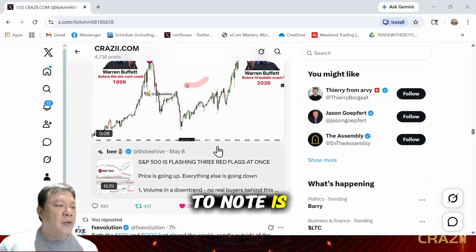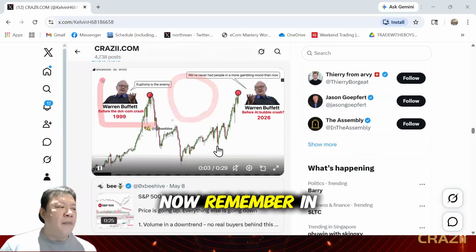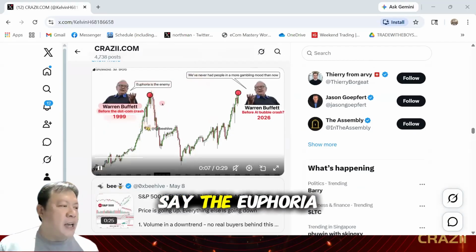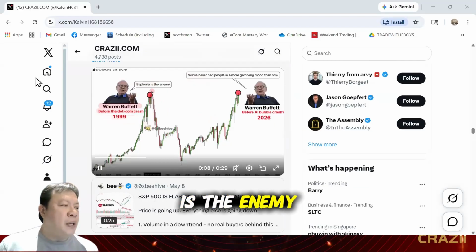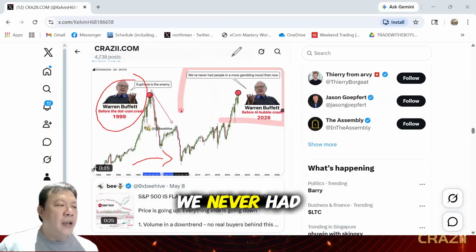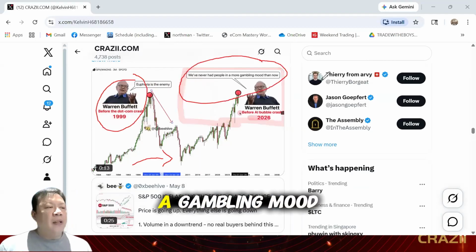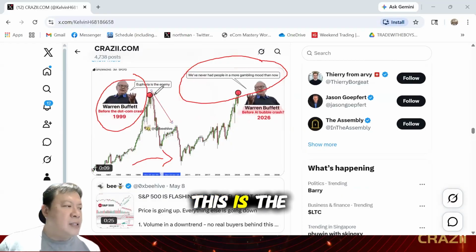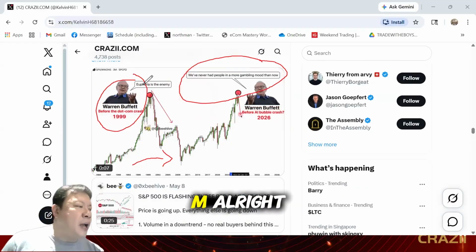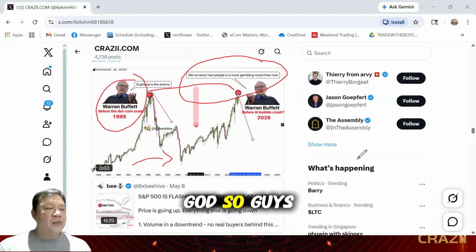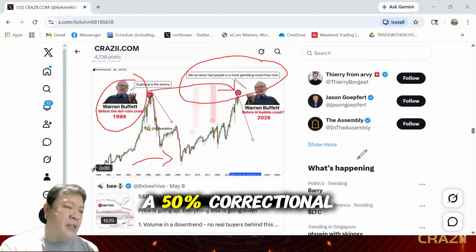Now, one thing to note is Uncle Warren Buffett. Now, remember, back in 1999, Uncle Warren Buffett said euphoria is the enemy. And then after that, the NASDAQ crashed. Today, we have never had more people in a gambling mood than ever. And of course, if you look carefully, this is the SPX versus the WM. All right, we are almost identical. Oh my God. So, guys, do you think we're going to have a 50% correction move?